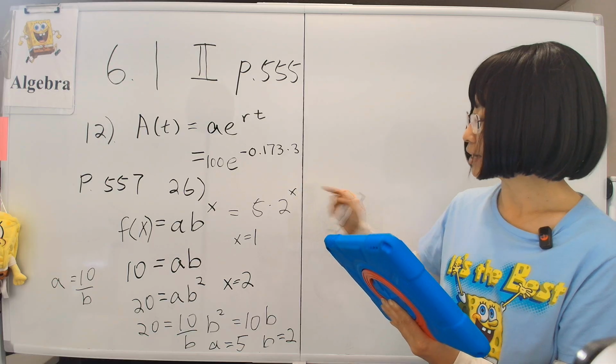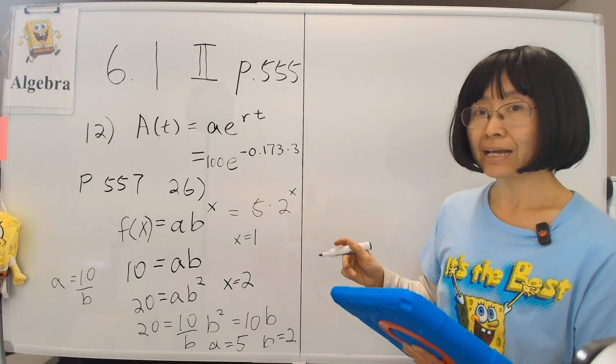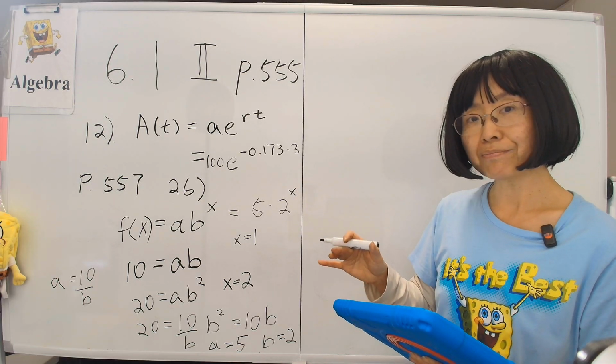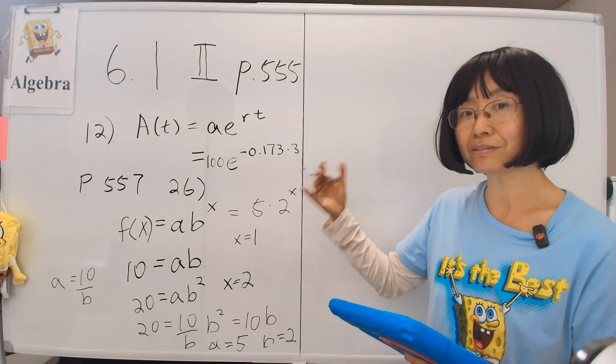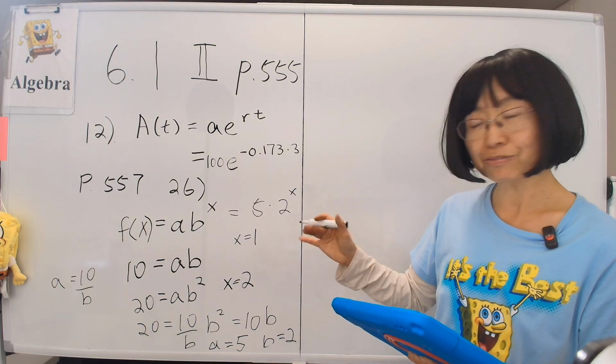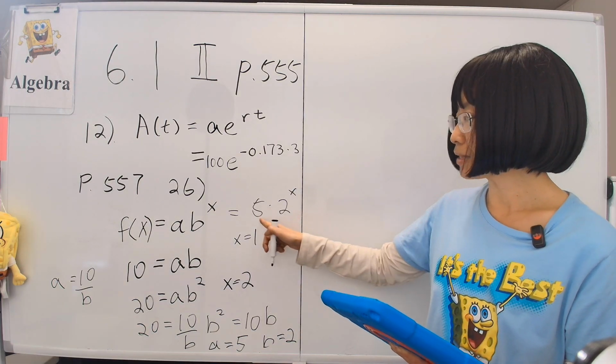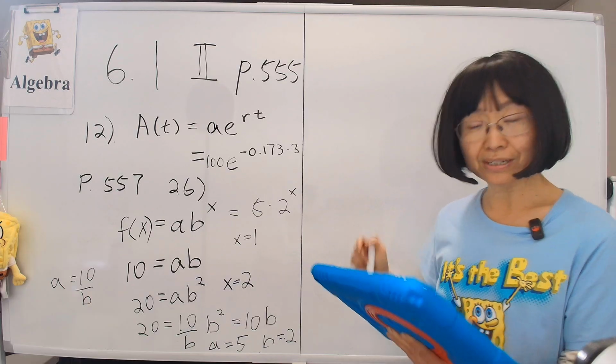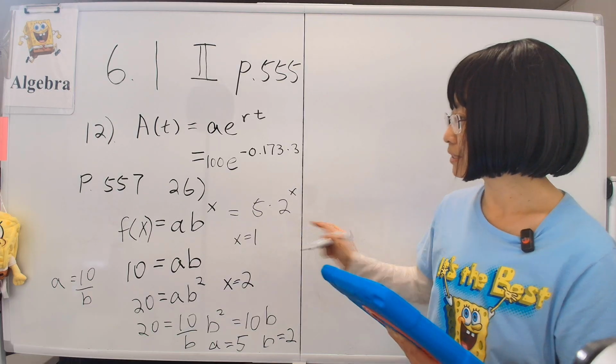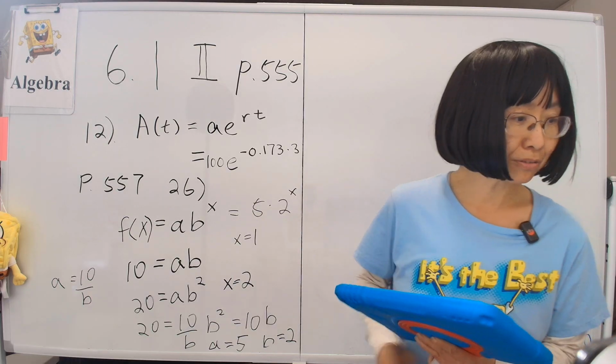And finally, when x is 4, 2 to the fourth power is the same as 2 to the second power times 2 to the second power, which is 4 times 4, which is 16. 16 times 5 is 80, which is what is given here. So this should be the right answer for problem 26.